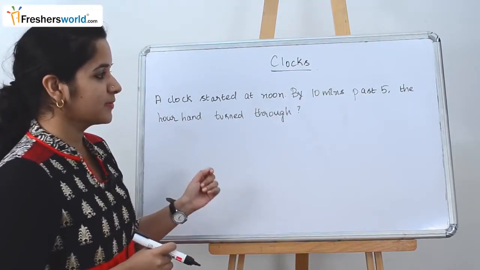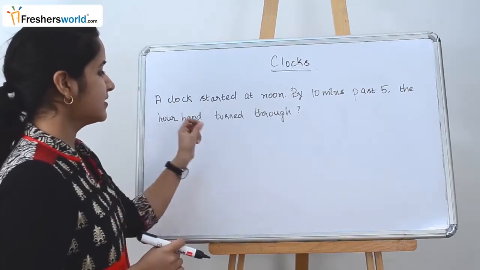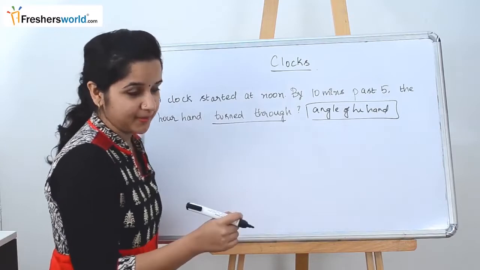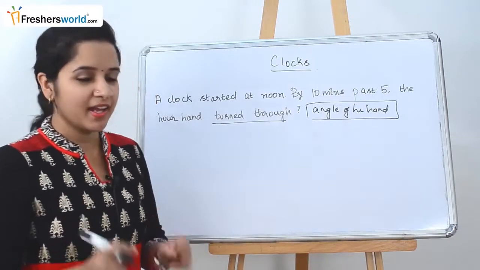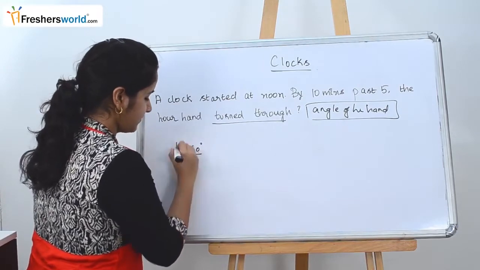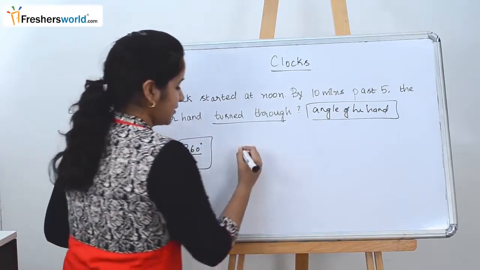By 10 minutes past 5, the hour hand is turned through... so they are asking for the angle of the hour hand. We know that the hour hand moves 360 degrees every 12 hours. So remember this concept.